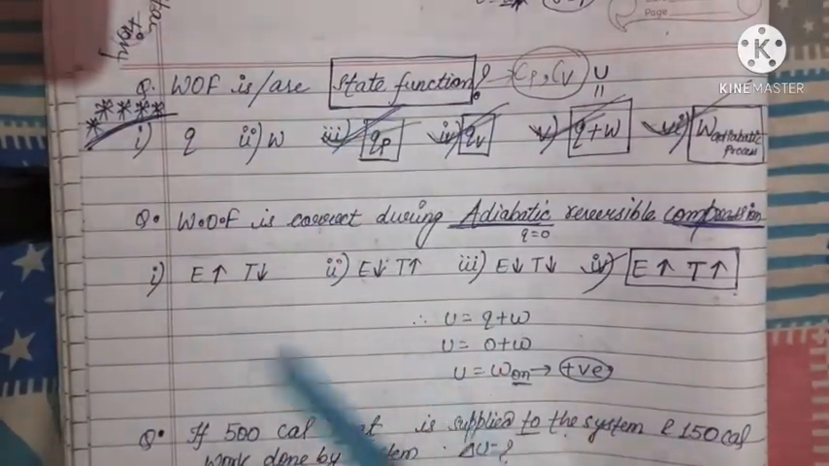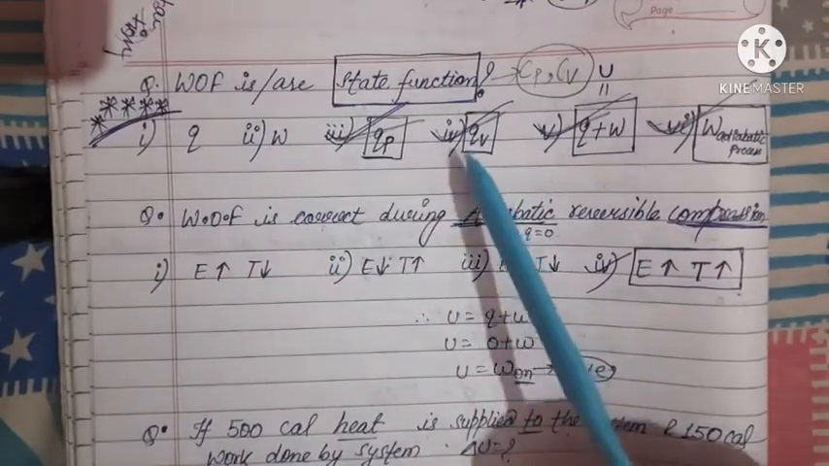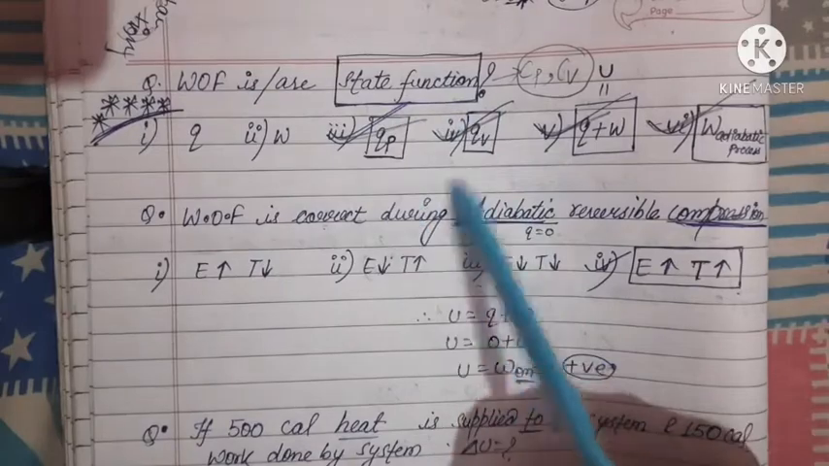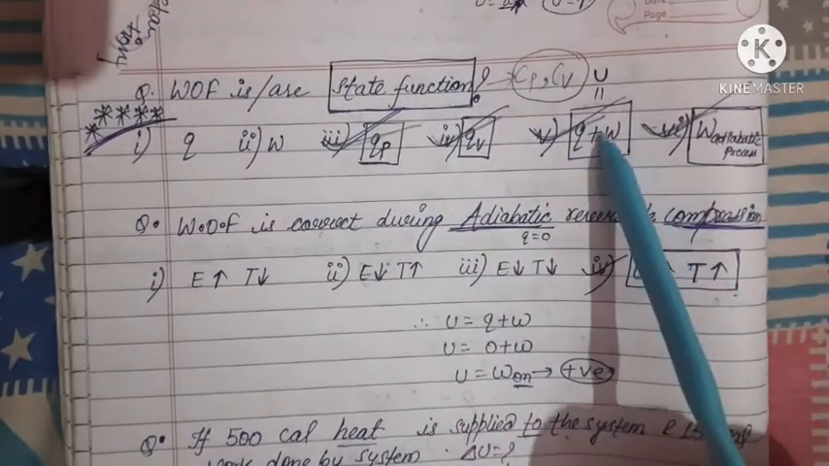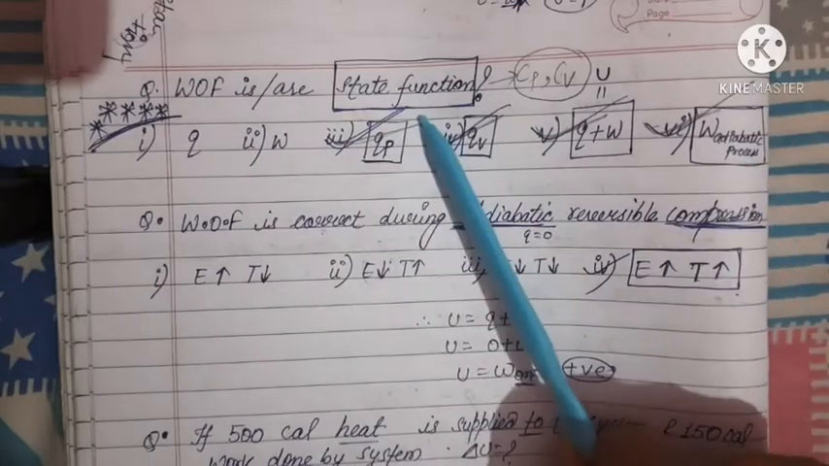Which one is or are state functions? We know that Q and W are path functions, but in isobaric and isochoric processes, heat acts as a state function, and Q plus W equals delta U, so it is also a state function, and work done in an adiabatic process is also a state function.